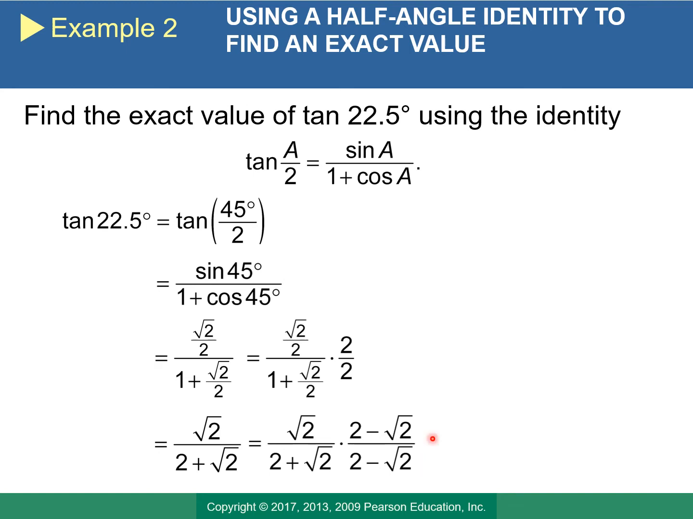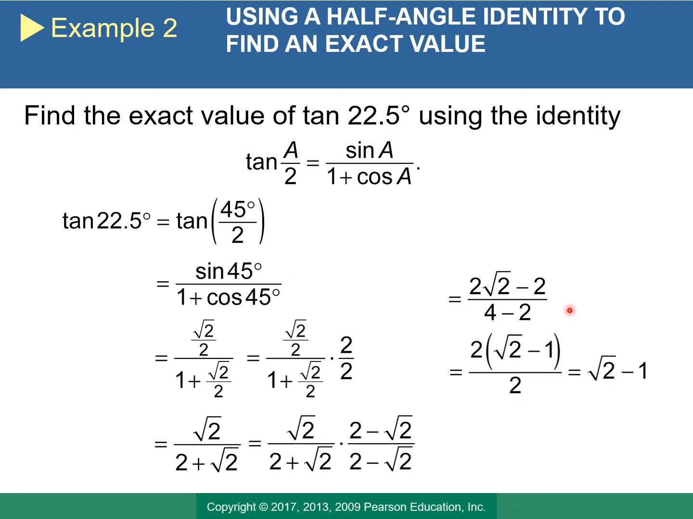And feel free to pause it if you want to work this out. You end up with root 2 minus 2 on top, and then 4 minus 2 on bottom. And again, that was from FOILing out the bottom. And then you can actually factor out a 2 from the top, and it divides with the 2 on bottom. For our final answer, square root 2 minus 1.